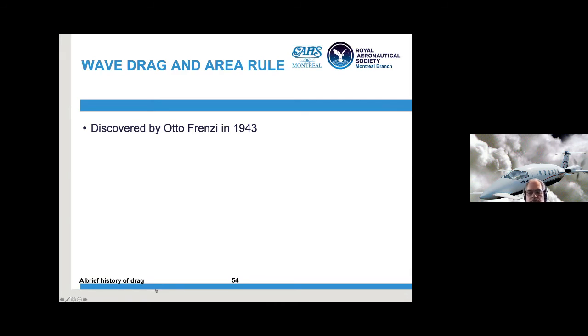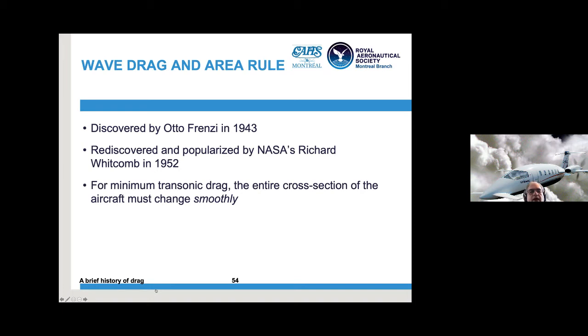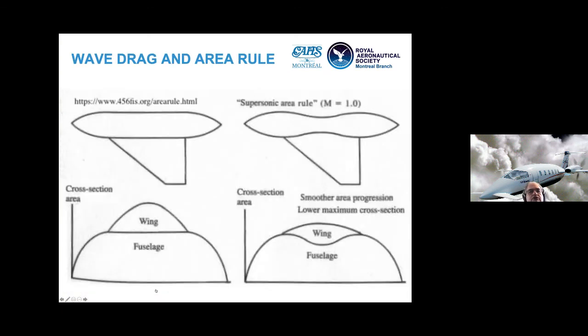Okay, we're running a little low on time, but we're almost there. Wave drag and area rule: Otto Frenzl, 1943, Richard Whitcomb once again. It's ideal if the cross section of the aircraft changes smoothly from front to back, particularly aligned to the expected angle of these shock cones that we're going to see. Here's an example of an aircraft whose cross-sectional area is increasing in bumps and bulges, much like the space shuttle that we saw. And here's one that is area ruled, where as the wing starts to stick out, let's compensate by making the fuselage suck in to keep the overall shape from front to back smoothly progressing.